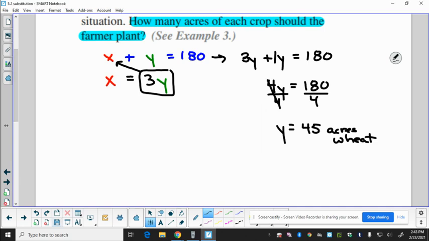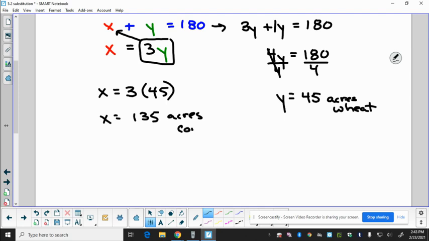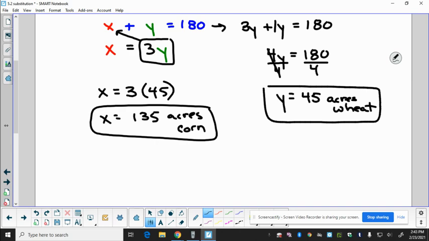Now we need x, and I can see this equation's right here, so I'll write underneath it. X is 3 times whatever the wheat is, which is 45. Okay, everybody? So that's going to be 135 acres, and X is corn. Problem's finished. And those obviously add up to 180, which makes sense.